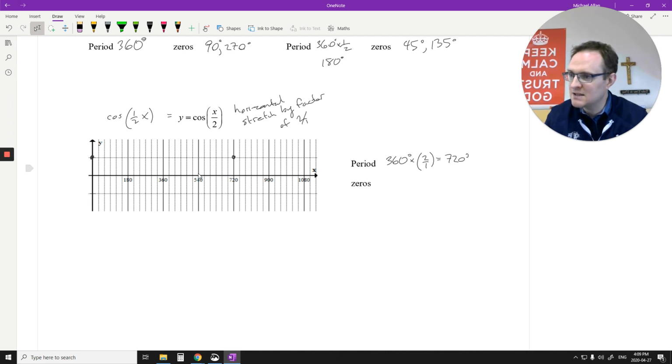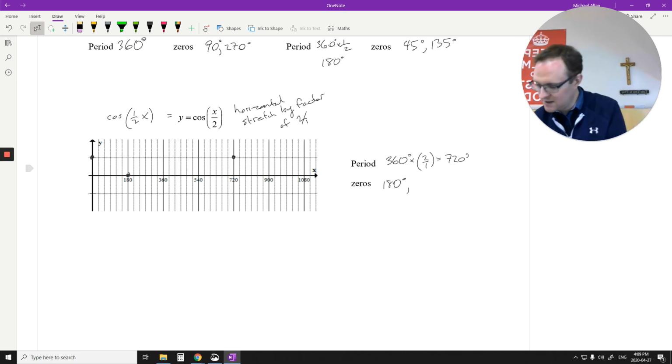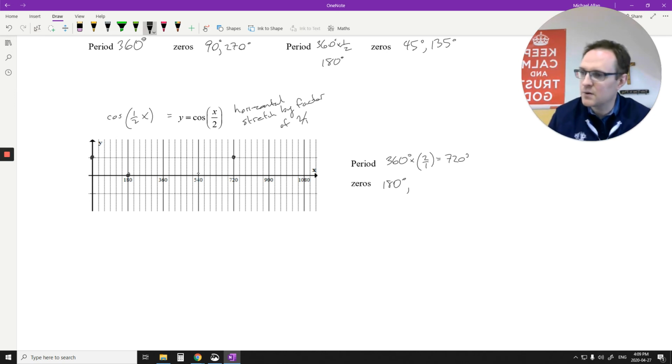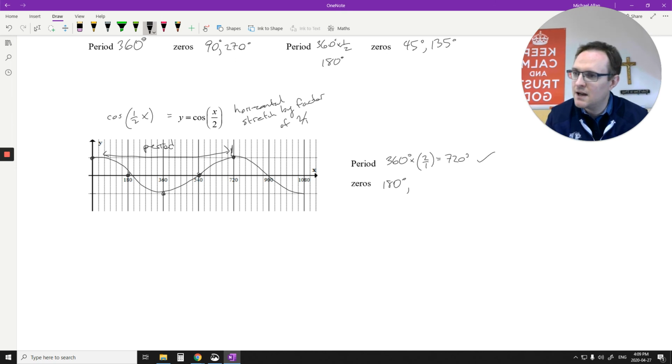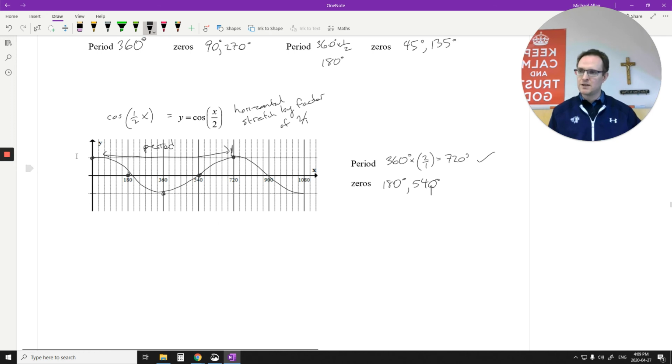So that means it's got to come back to the same spot it was before. And all my zeros are going to be 2 times what they were before. So it was 90. Now it's going to be 180. So I know it's going to have to cross here. And then it was 270 times 2, 540. So it's going to cross here. The graph will look like this, assuming these ticks are 1 here. So 1 full period is 720. So that was right. And this point here. There you go. Looking pretty good.